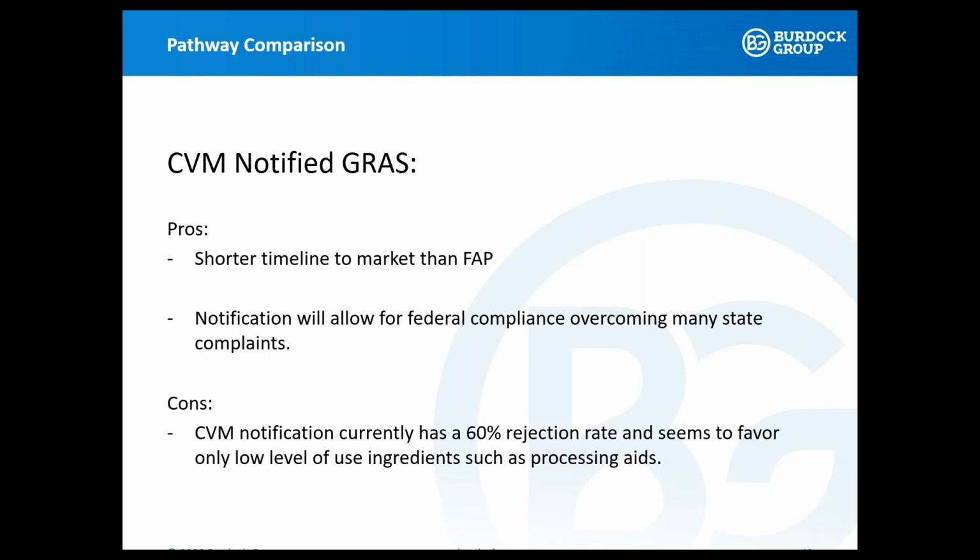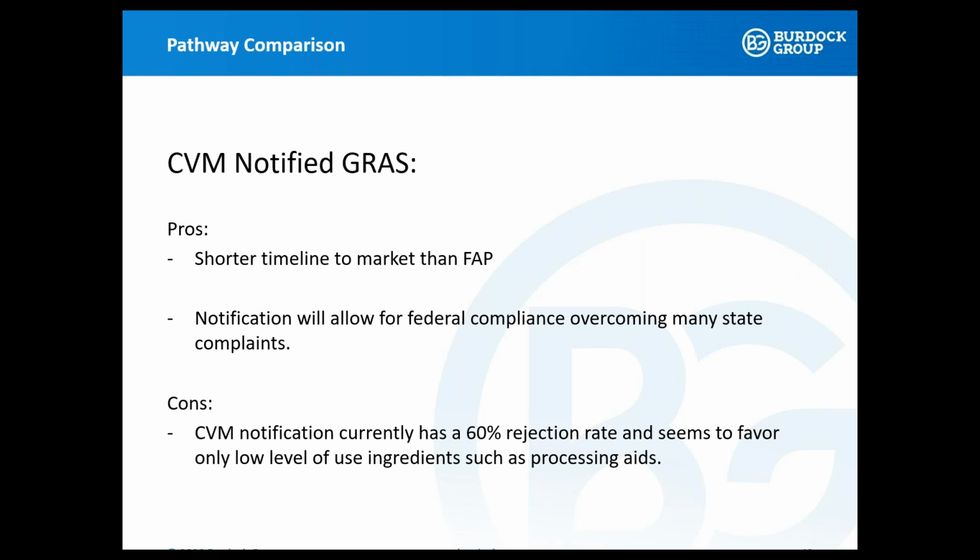Now, I guess the biggest con of this is that CVM is not very open to notified GRAS, and there seems to be a 60% rejection rate, and most of the ones that make it through are low-level ingredients such as processing aids. So there is a risk to notifying GRAS.